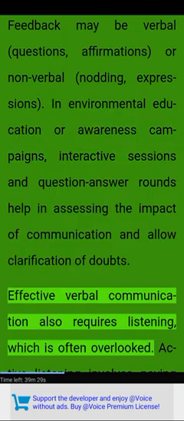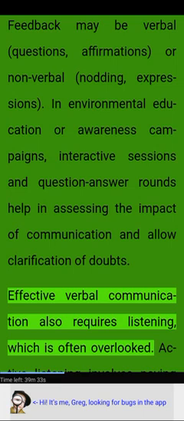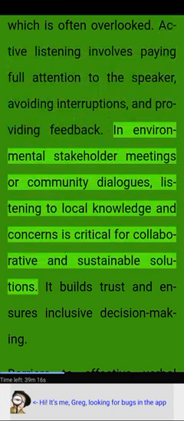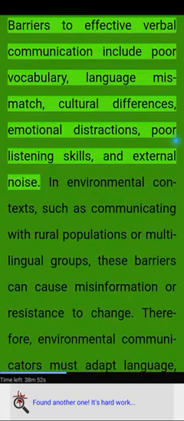Effective verbal communication also requires listening, which is often overlooked. Active listening involves paying full attention to the speaker, avoiding interruptions, and providing feedback. In environmental stakeholder meetings or community dialogues, listening to local knowledge and concerns is critical for collaborative and sustainable solutions. It builds trust and ensures inclusive decision-making.